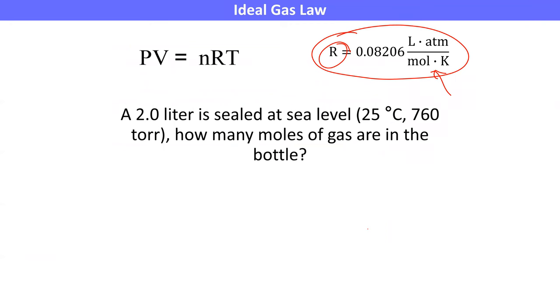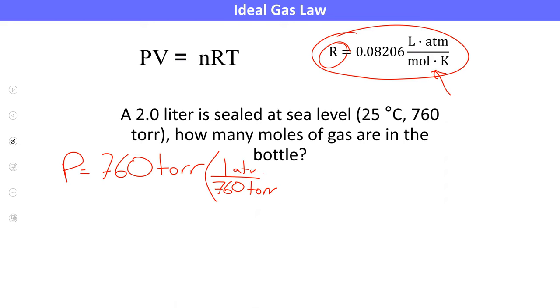So let's practice using these. A 2 liter bottle is sealed at sea level at 25 Celsius and 760 torr. How many moles of gas are in the bottle? Your pressure is given in torr. So start by converting it to atmospheres, because we need all of our units to match what we have up here. So pressure goes to atmospheres.